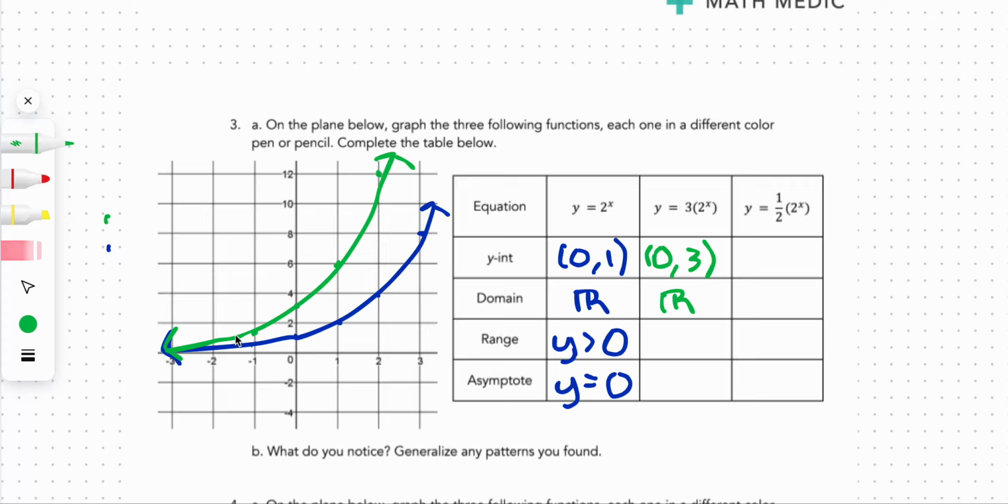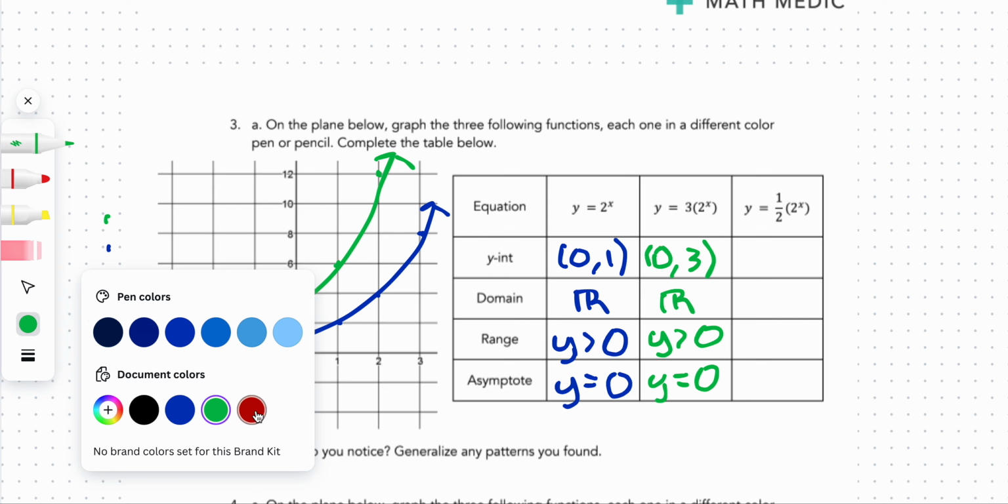And so if we pick any point on this graph, our y value is going to be greater than 0. So we have that right there. And just like before, this is approaching 0. It's never going to get to 0. It's an asymptote, but it's approaching 0.